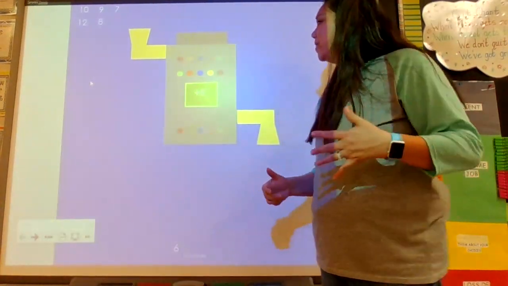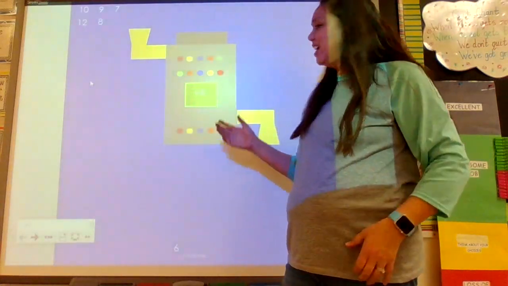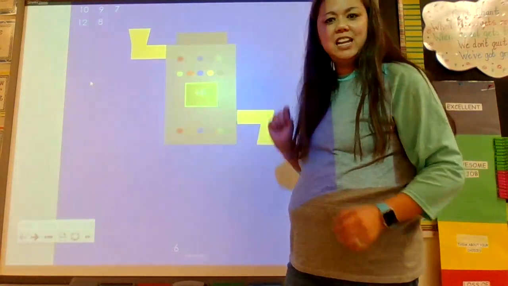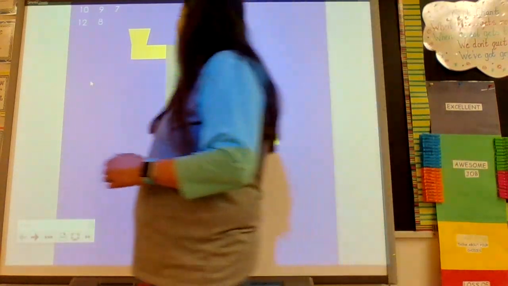That's why I love it so much. On this one, look at our crazy function machine, and inside of it, it gives us a rule. If you can't see that, it says to add 5. So what numbers are we going to put in there? We're going to add 5.